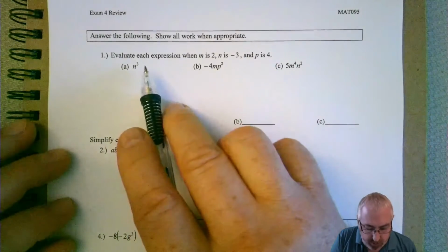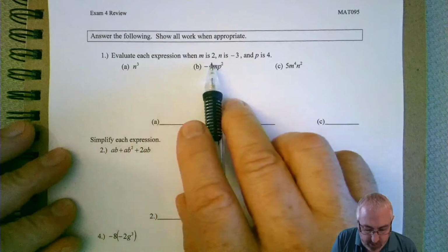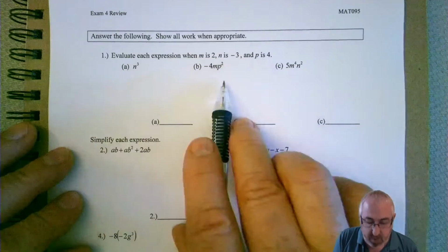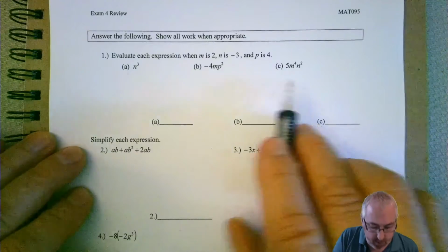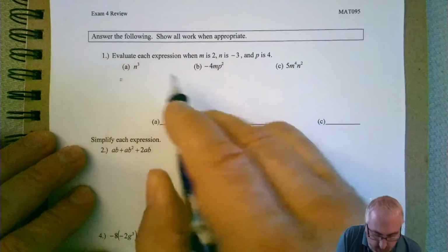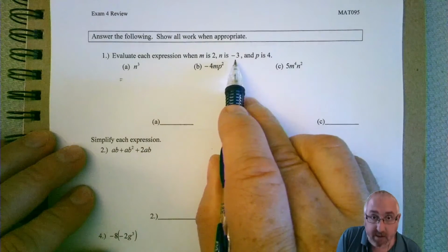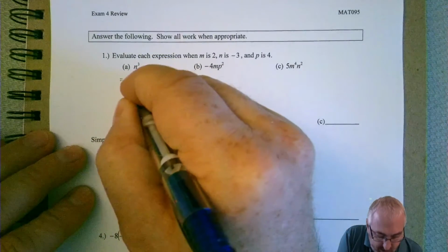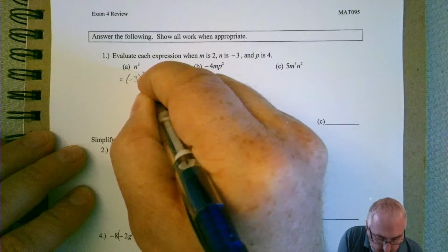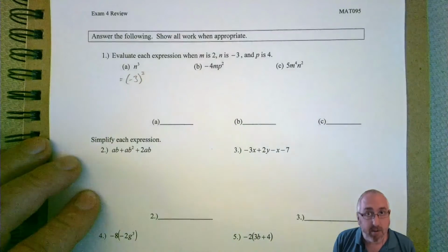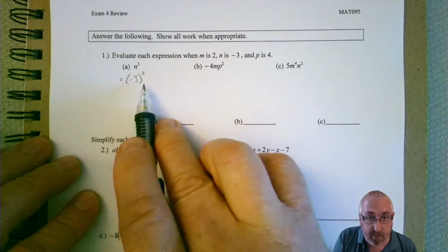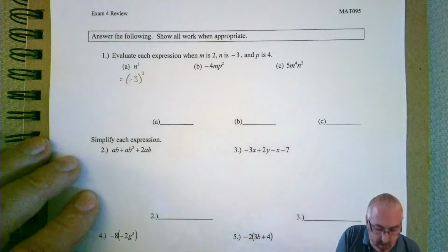This first question wants you to evaluate the expression when m is 2, n is negative 3, and p is 4. So we have a few different expressions they want you to break down. The first one, we got n to the third power. Looking at what n is, negative 3. Remember, the biggest thing is to always substitute in a number for a letter in parentheses. So we replace the n with the negative 3 in parentheses, and now we just have to break this down.